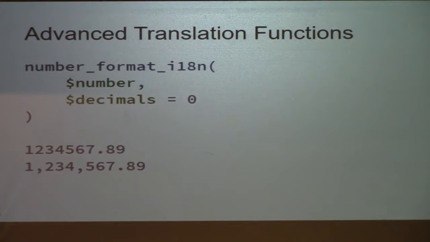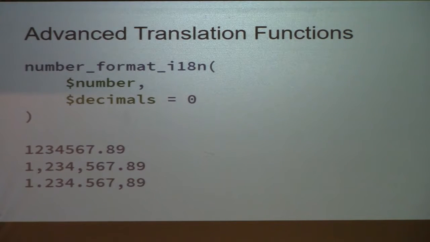WordPress has this function to use the language you're using, and languages can say, hey, I have a different space separator or a different decimal indicator. So if you're in Europe, chances are you're going to want it to look like this. Number format I18N does that. The first argument is the number. It can be an integer or a float or even a string. It'll cast it. And the decimals argument tells WordPress how many decimal places to keep.